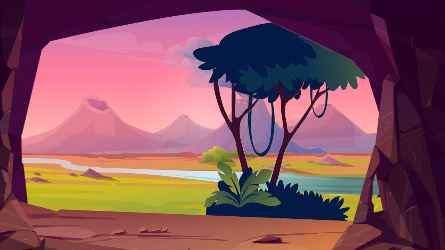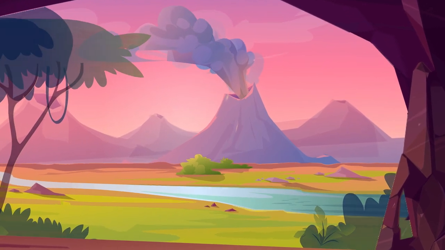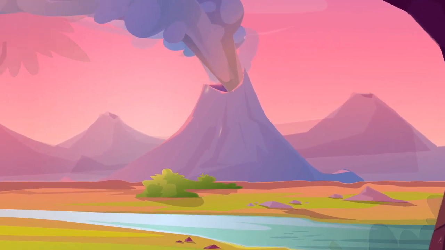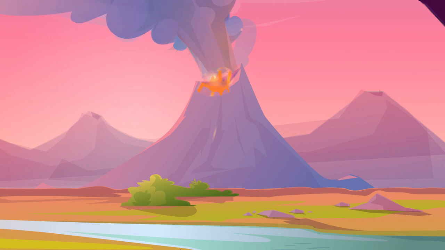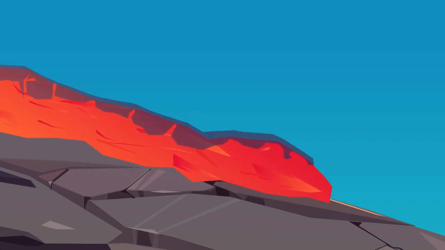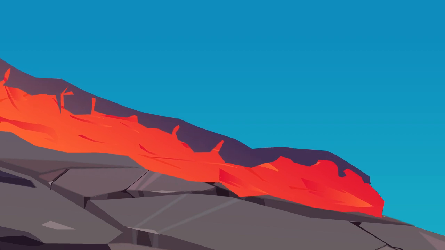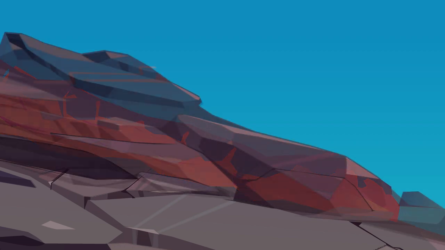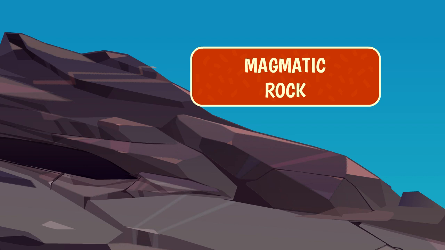So let's start at the beginning and discuss how rocks are formed. There are actually 3 different ways of forming a rock. The first possibility is to solidify some lava or some magma. Take for example a lava flow from an erupting volcano. Initially the lava is hot and fluid, but as it cools down, it first forms a crust and over time becomes completely solid. Rocks formed this way are called magmatic rocks.